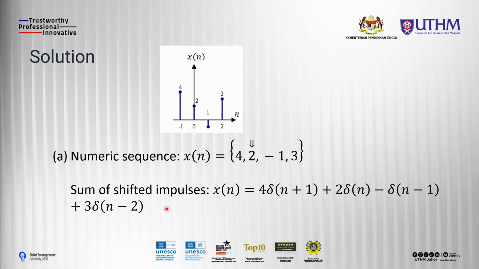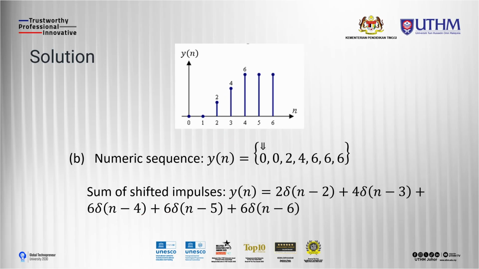So when you combine together, this is the sum of the shifted impulses. That's why you can only use the impulse symbol, or the impulse signal only. So it is delta[n+1] plus 2 delta[n-1] plus 3 delta[n-2]. Right, you get it? For question B, we also can express the signal y[n] as a numeric sequence and also a sum of shifted impulses.